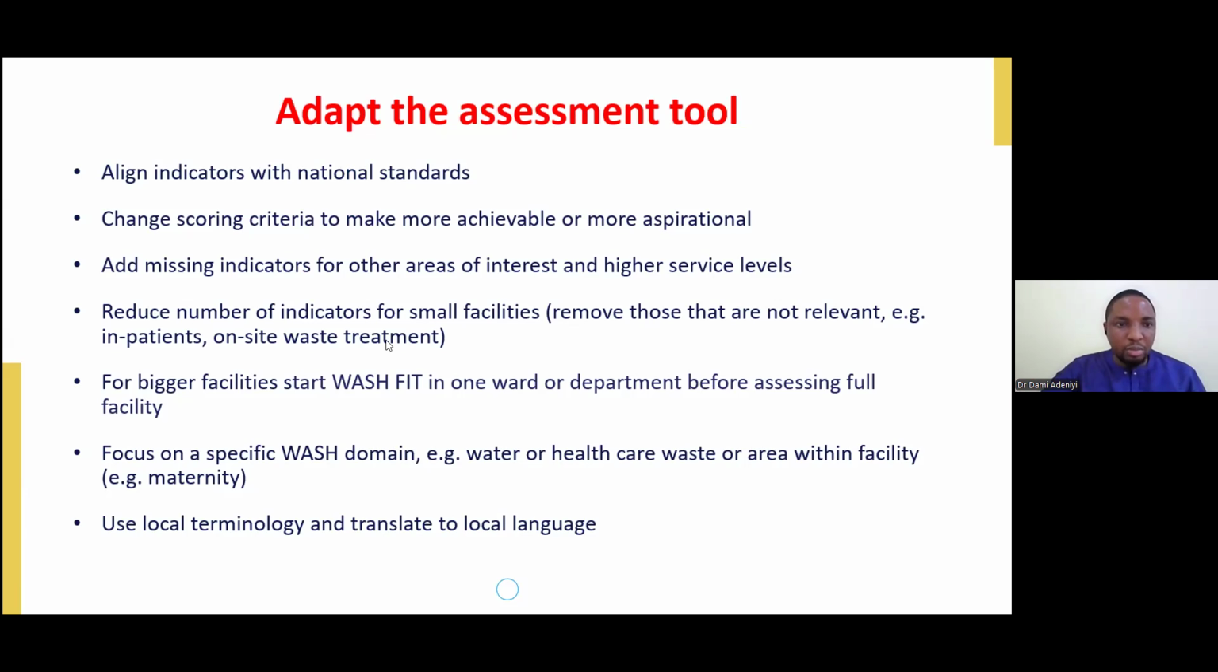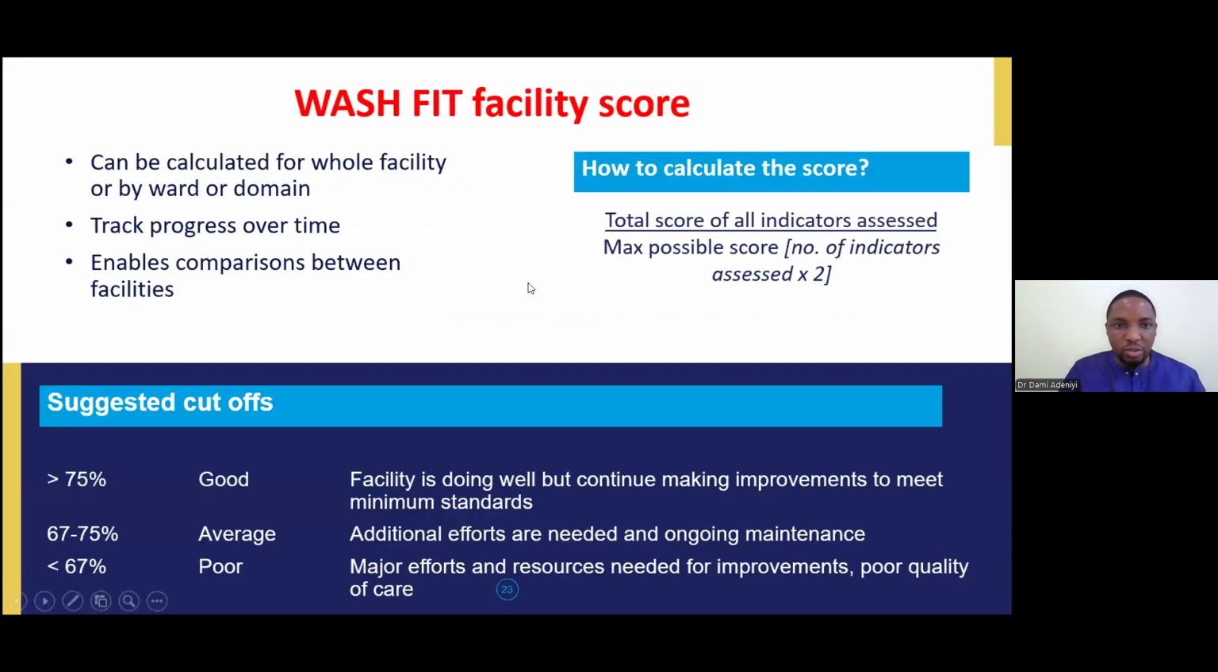If you are in a smaller facility, you can decide to reduce the number of indicators that you want to assess, and remove the ones that are not relevant, for example if you don't have inpatient services, or maybe an incinerator or waste treatment. For bigger facilities, you can decide to start the WASH FIT cycle on one ward, one unit, one department before you do a full assessment. You can also focus on a specific WASH domain. You can decide, okay, I want to focus on water and environmental cleaning, for example. Bottom line is that the tool can be adapted.